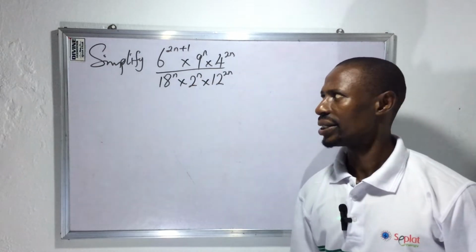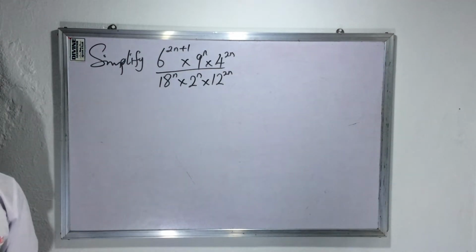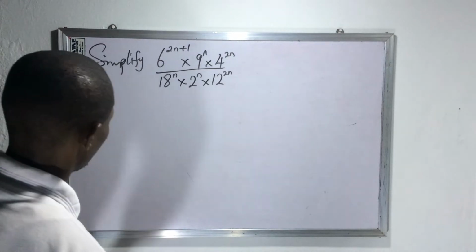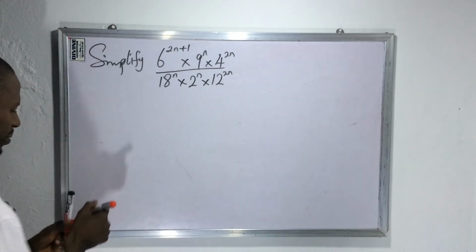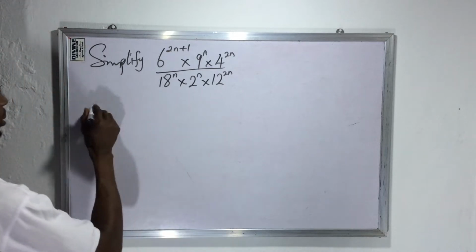How do we simplify this? Very simple. We're looking for the value of n. So from here, we proceed.